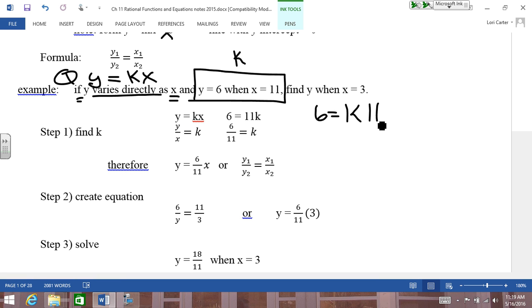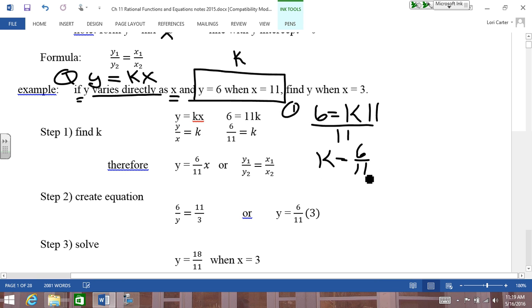All right, so I need to solve for k, so what do I divide by? How do I get k by itself? 11 divided by 11. So step 1, k is equal to 6/11. Everybody good? Okay, step 2.